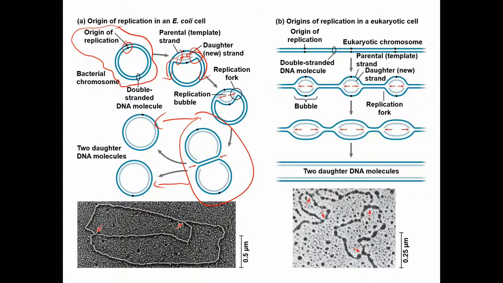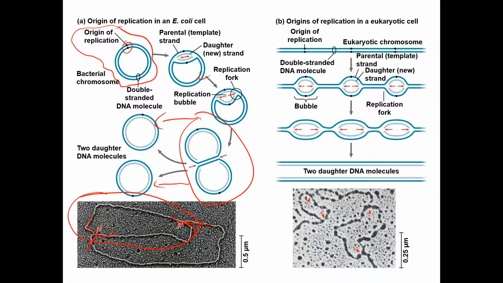Here, you're looking at a plasmid instead of the entire bacterial chromosome, but the idea is the same. Notice that you have this opening, this bubble, which is referred to as a replication bubble. Here's your replication bubble. The double strands of DNA are separated, and now you have this Y-shaped structure.